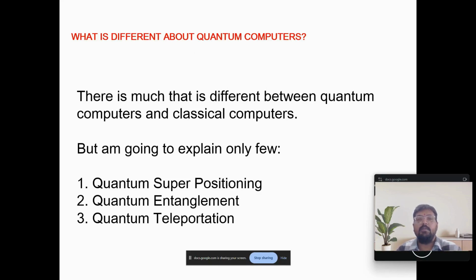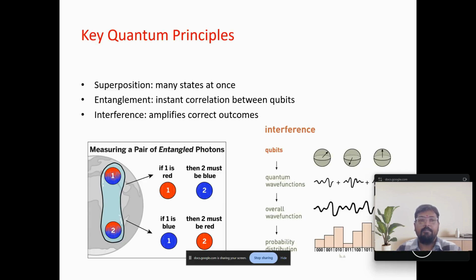So what is the difference between quantum computers and classical computers? There are many differences, but here we'll explain only a few terminologies related to the quantum: quantum superposition, quantum entanglement, and quantum teleportation. So what are the quantum principles? Superposition, whatever we have discussed in the earlier slide, then quantum entanglement and interference.